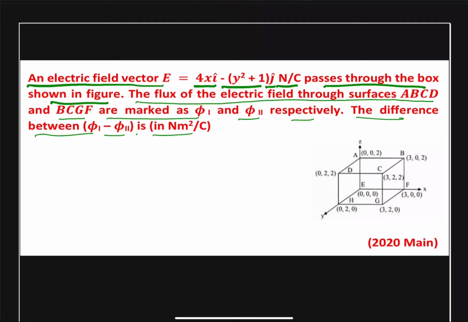A basic box is given to us and we need to find out the flux that passes through ABCD. So it means through this, and BCGF is through this, and here it is given as phi1 and here it is given as phi2. We have to find out their difference. So let me redraw this cube.